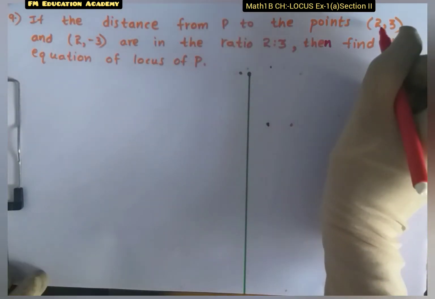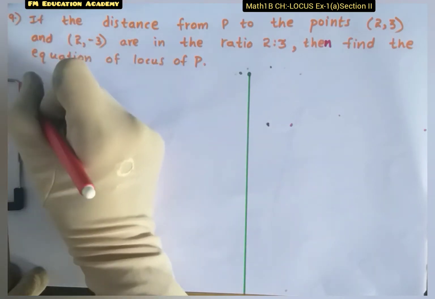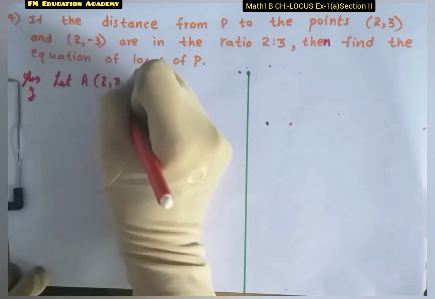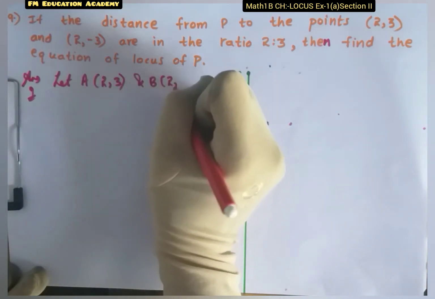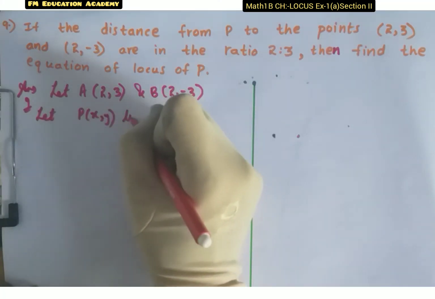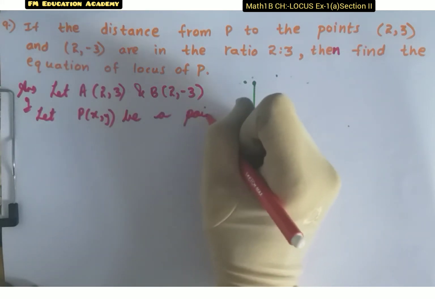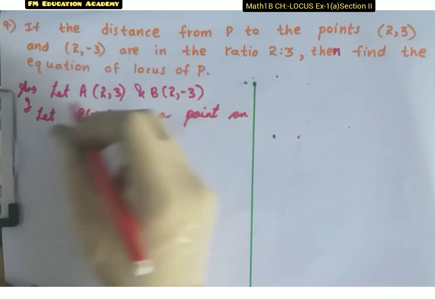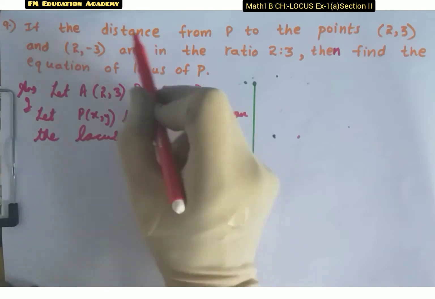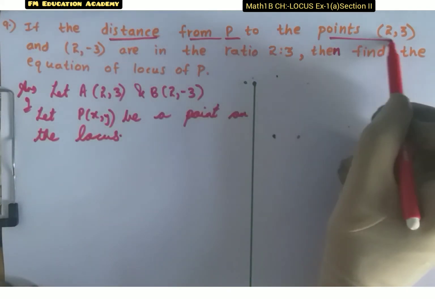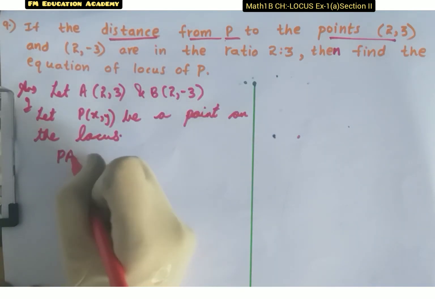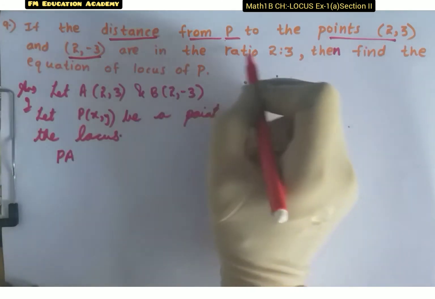So here let us suppose this point is A and this point is B. Let A be (2, 3) and B be (2, -3), and we will assume that P(x, y) is a point on the locus. It is telling us the distance from P to this point, which I am assuming is A, so it is PA, and from P to the other point is in the ratio 2:3.